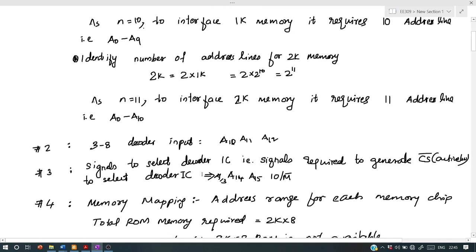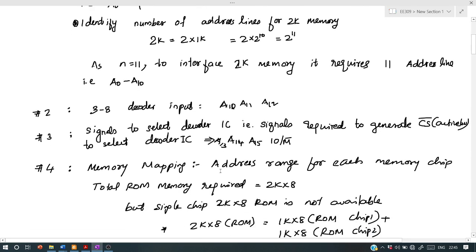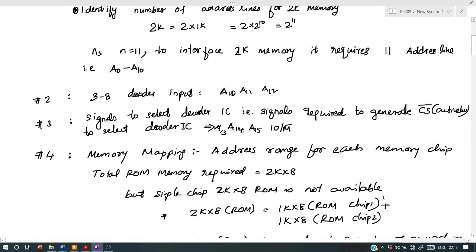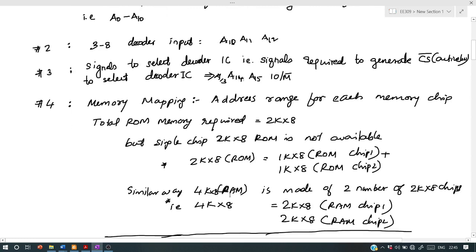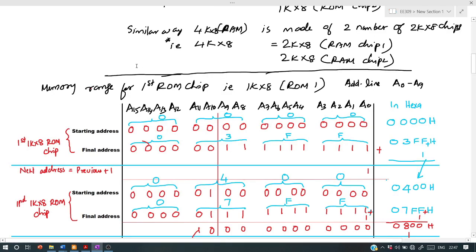Then the next thing is memory mapping, that is the address range for each memory chip. Total ROM memory required is 2K into 8. But a single chip of 2K into 8 ROM is not available. So this can be made by means of two 1K ROM chips. In a similar way, 4K into 8 RAM is made of two 2K into 8 chips, that is RAM chip 1 and RAM chip 2. So totally we have 4K into 8 RAM. Next is memory mapping in detail.